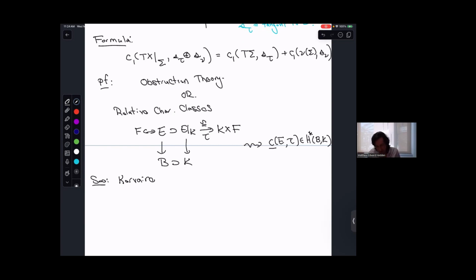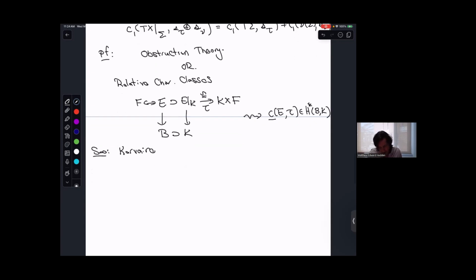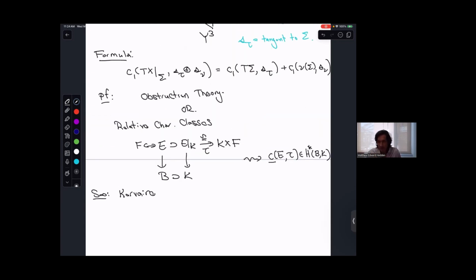But the title of the paper is just Relative Characteristic Classes. It's in the American Journal of Math, sometime in the 60s, I believe. And so given that, you get this formula, just the relative Whitney sum formula.